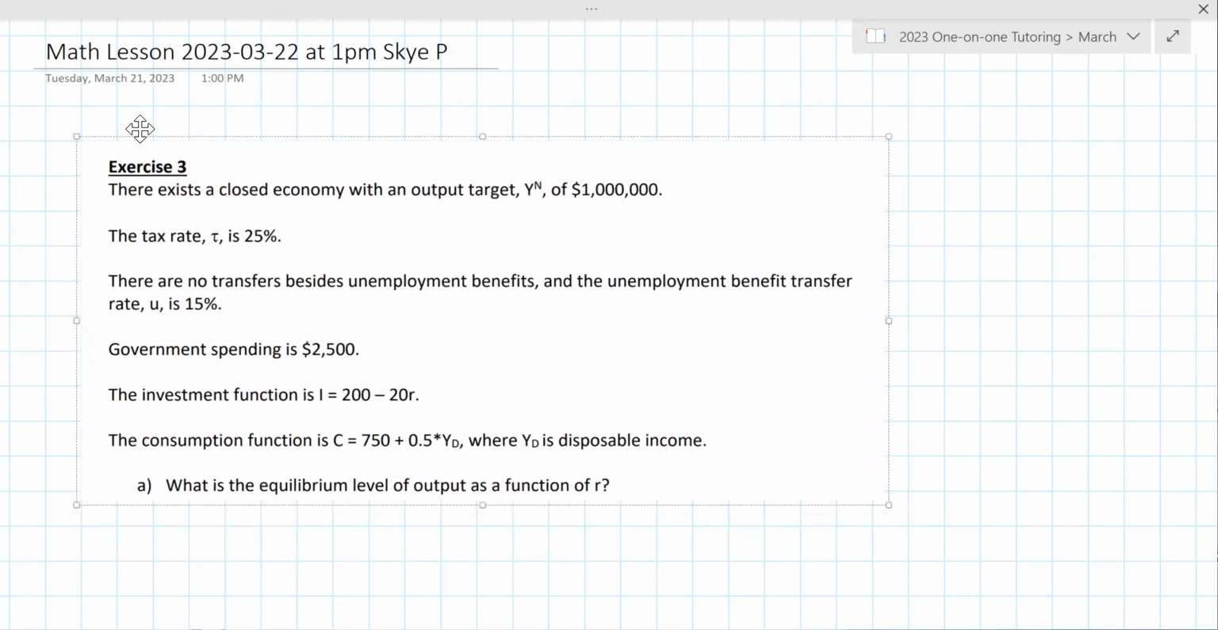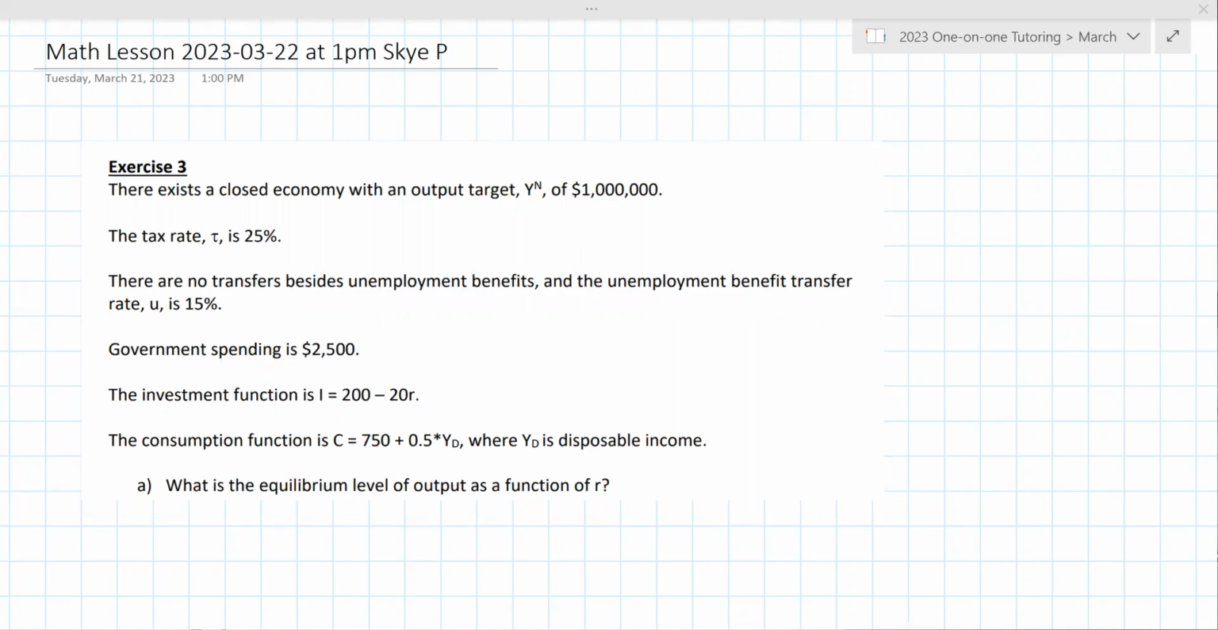All right, does this look right to you, exercise 3? Yes. Okay, there exists a closed economy with an output target, YN, income 1 million, tax rate is 25%. There are no transfers besides unemployment benefits, and the unemployment benefit and transfer rate U is 15%. Government spending is 2,500. The investment function is I equals 200 minus 20R. Consumption function is 750 plus 0.5 YD, where YD is disposable income. What is the equilibrium level of output as a function of R?